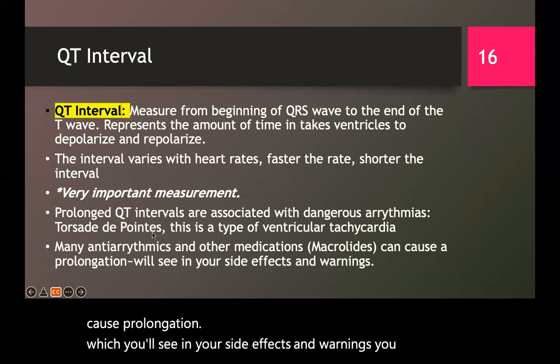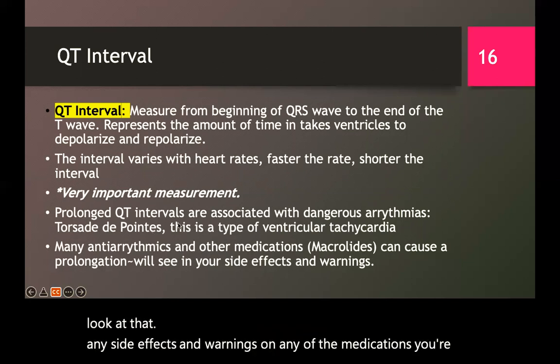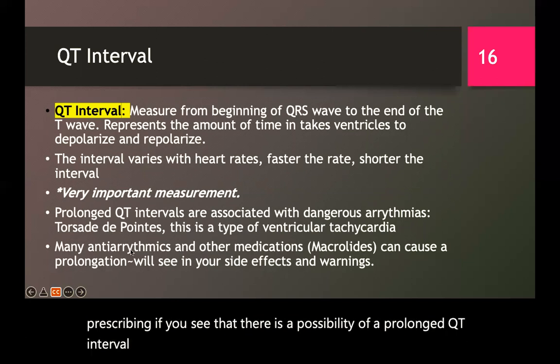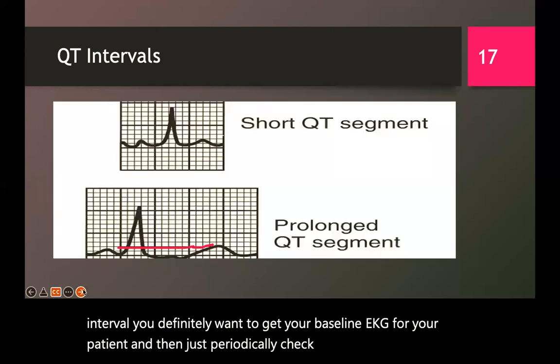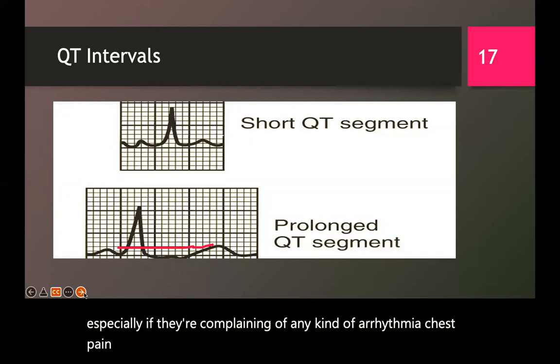You want to look at any side effects and warnings on any of the medications you're prescribing. If you see that there's a possibility of a prolonged QT interval, you definitely want to get your baseline EKG for your patient and then just periodically check that, especially if they're complaining of any kind of arrhythmia, chest pain, palpitation, shortness of breath, anything like that.